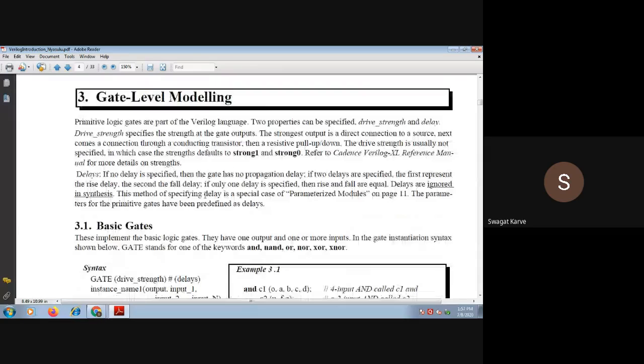Okay, now about gate level modeling. So all of you are clear with this section, right? Gate level modeling means the entire structure, how many gates are there in that entire Verilog code or VHDL code. So that is about gate level modeling.